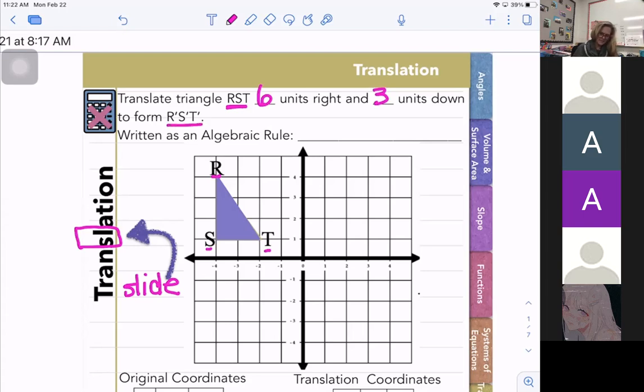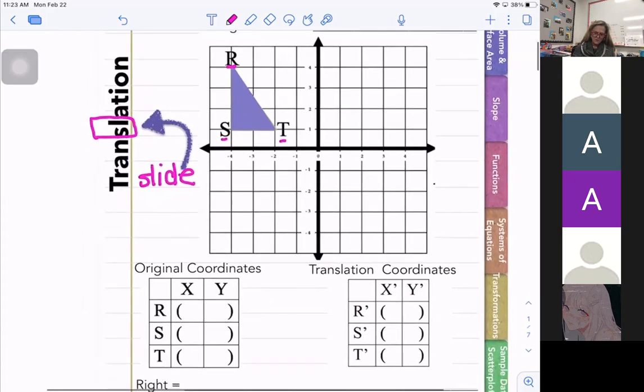Notice that's R'S'T'. Look at the little apostrophes after those. That means prime. So I have R and then I have R prime. R prime means it has changed. Your original R has gone through a transformation. Today it's going to be going through translations. It's going to be translated.